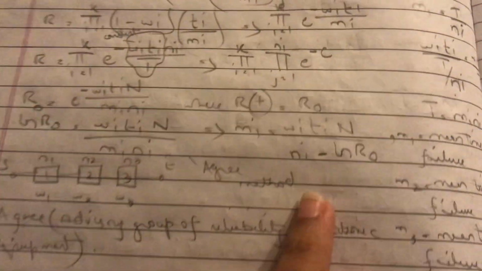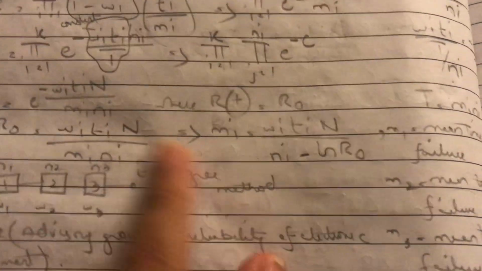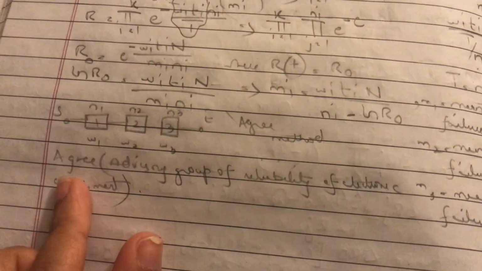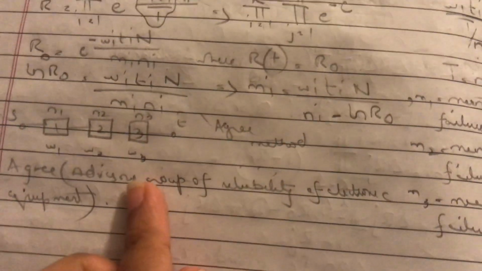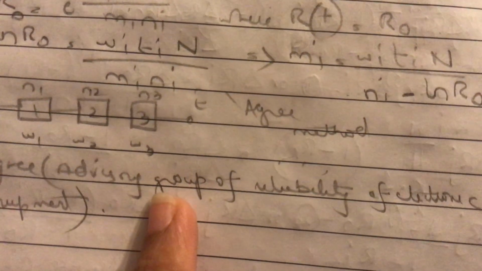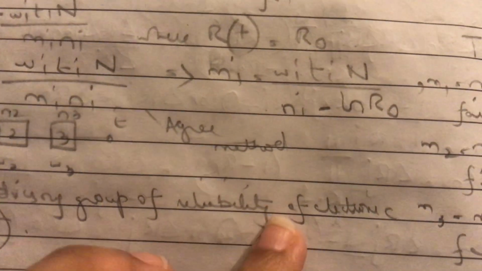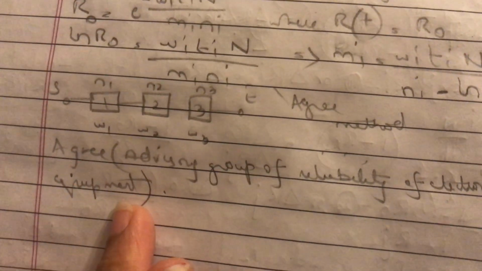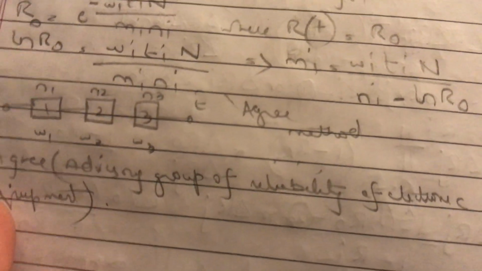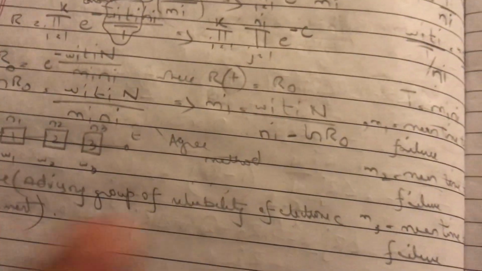So okay, let's just conclude it. What I can say in the end is that this thing is called the AGREE method. And what is the AGREE method? It has a full form: Advisory Group on Reliability of Electronic Equipment. That is the full form of the AGREE method, and that's all for now.